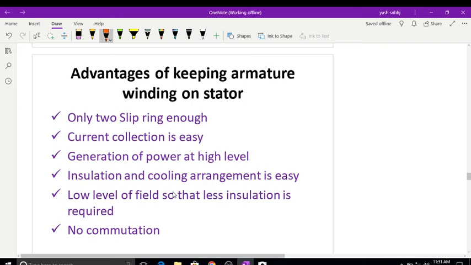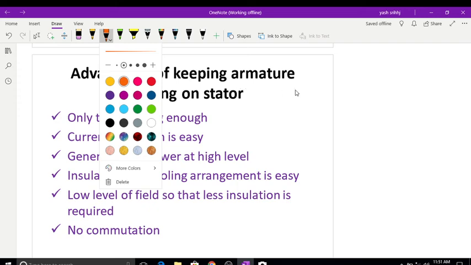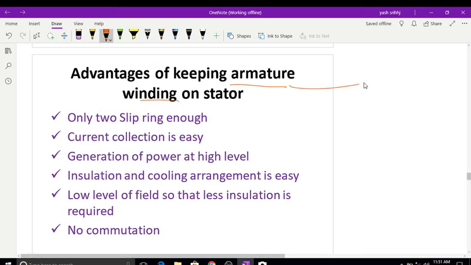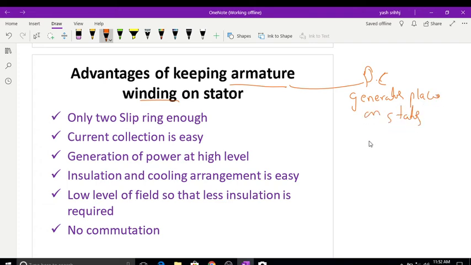And what are the advantages of keeping the armature winding on the stator? First consider the DC generator. In the DC generator, the stator slots are available like this, and the stator winding is not used here; in the rotor side, the armature winding is used. Sorry, this is the stator of the DC generator.